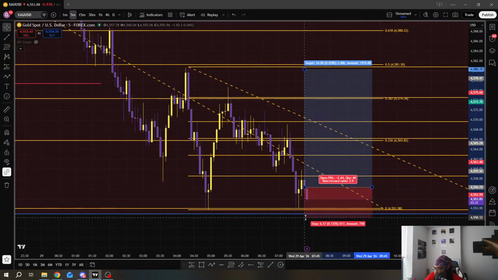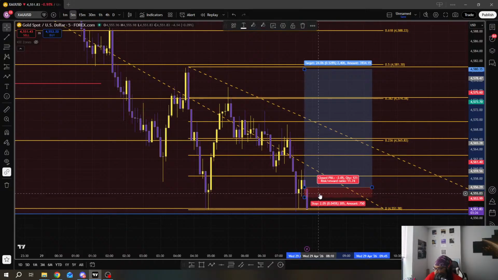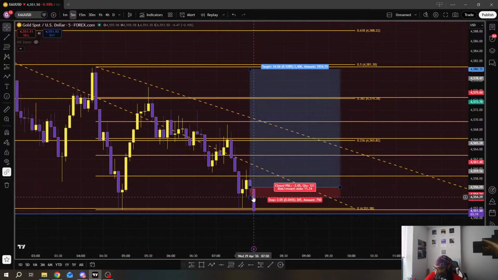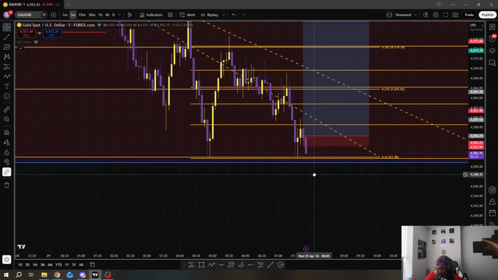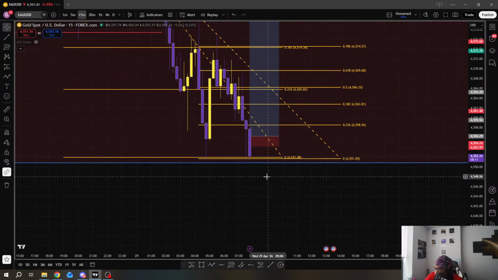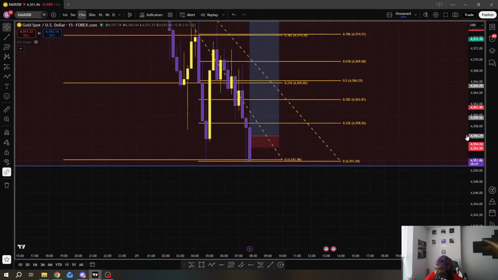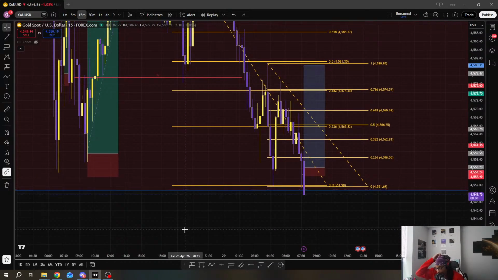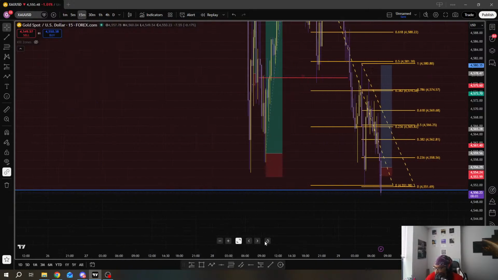Stop loss down here might have been okay. Stop loss here might have been okay. That whole analysis got invalidated just from this engulfing candle. Jeez.